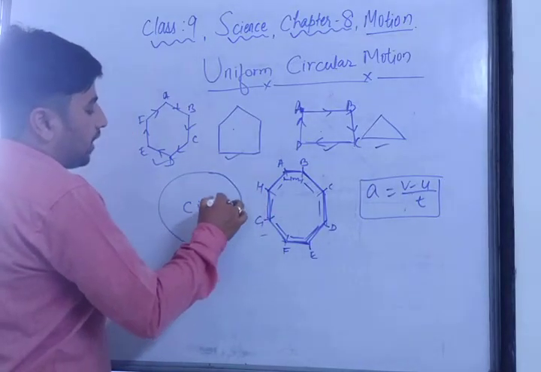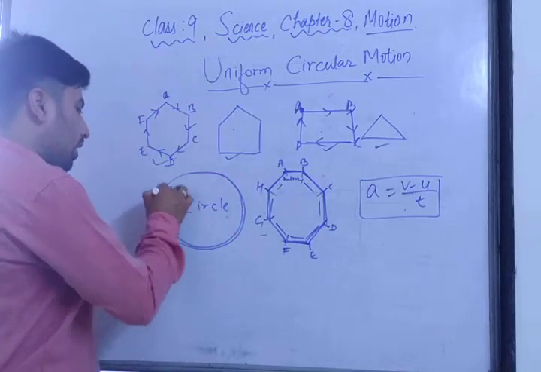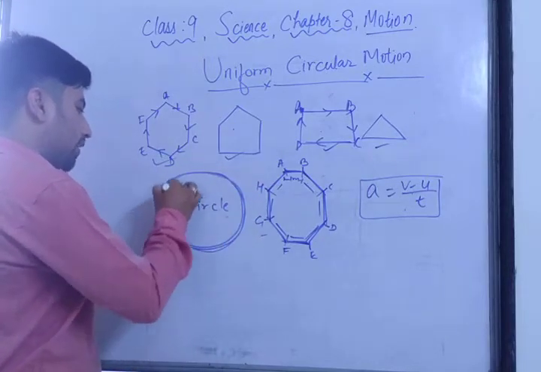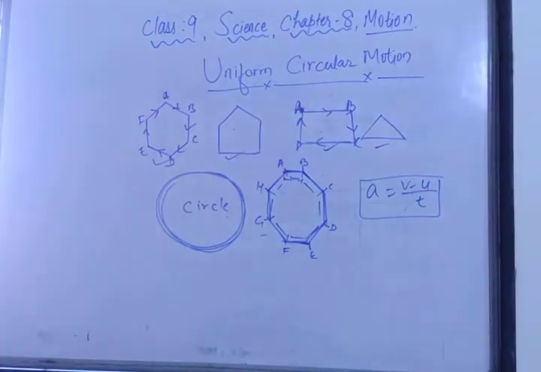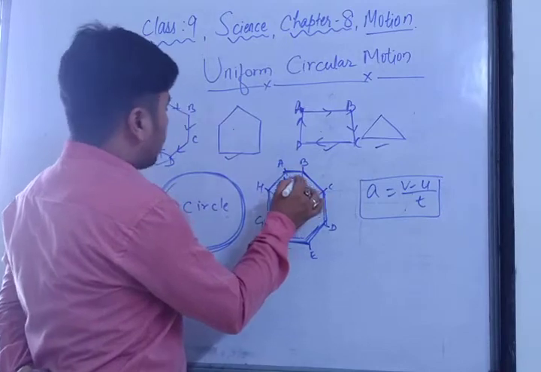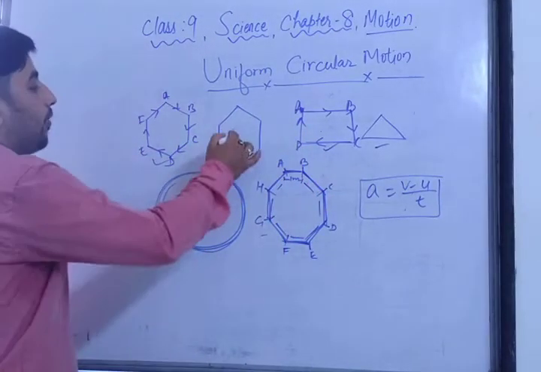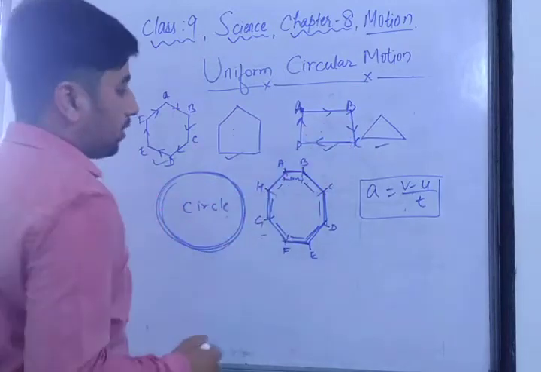Which shape? Circle. Now here you can see that there is no single change, meaning it is already changing in all directions. It's a circular direction. As the athlete, here it was changing direction 8 times in the octagon, 6 times in the hexagon, 4 times in a rectangle, 5 times in a pentagon, 3 times in a triangle.